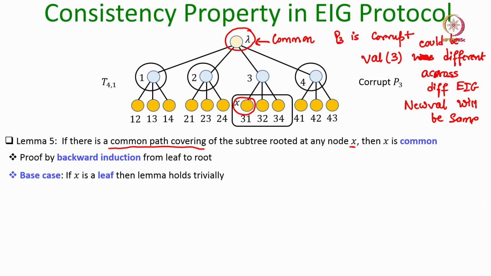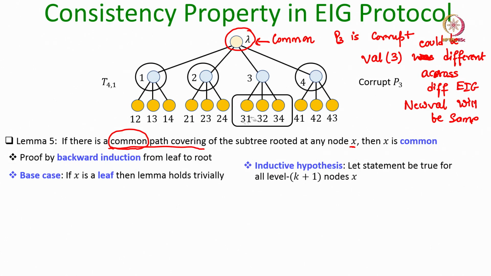That means x itself is a part of that common path covering, and if x itself is a part of that common path covering, then because of the definition of common node, the new value of x is the same. It is common across all the honest parties' EIG tree.